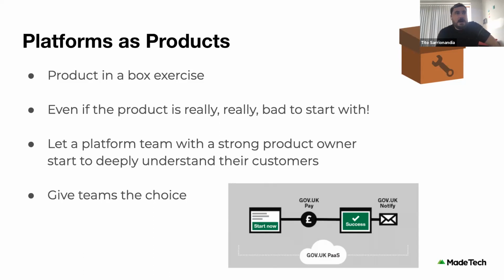So let the platform team exist, give them a strong product owner, and let them start to deeply understand their customers, to deeply understand, well, why this engineering team, why haven't you moved away from us, right? So why haven't you gone and, I don't know, bought something from a commodity cloud platform or a piece of third-party software or rolled your own thing? Really start to deeply understand that customer value.